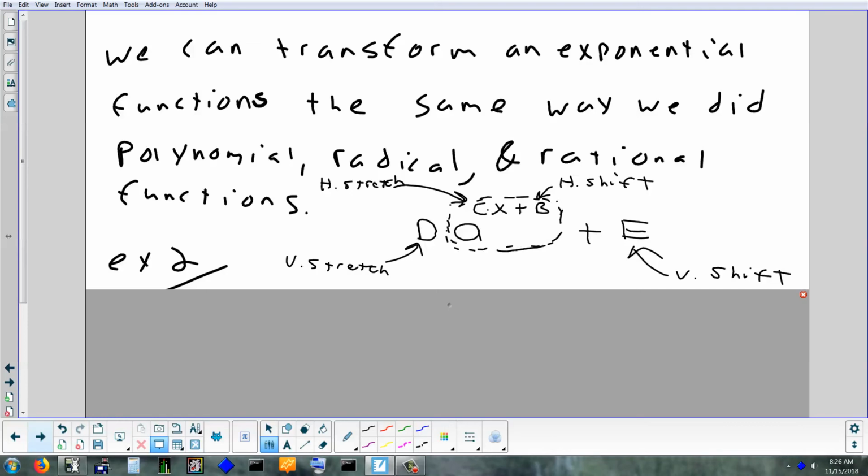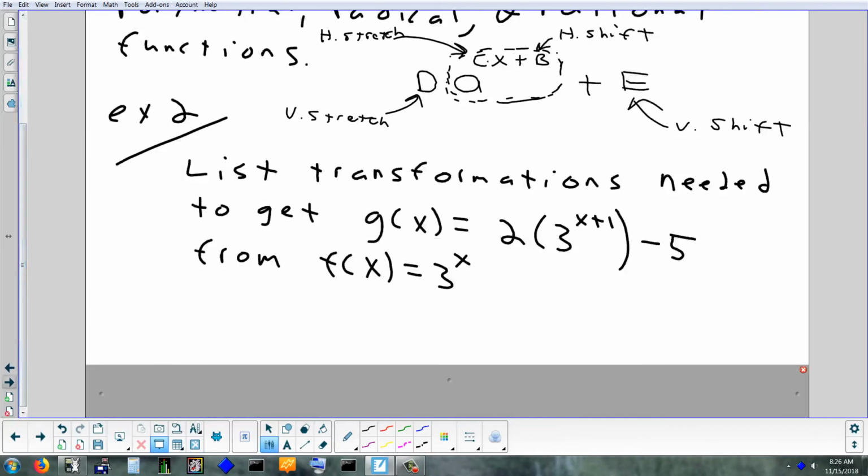If you make C negative, that would cause a flip. If you make D negative, that would cause a flip. Which way? Well, if C is negative, it's a horizontal flip. If D is negative, it's a vertical flip. And remember, C and D do the opposite of what you would expect. So if you see plus on a horizontal shift, it would actually move it left. Minus on a horizontal shift would move it right. Okay. So we'll finish up with the transformations on this one. And that'll probably be a good place to stop.